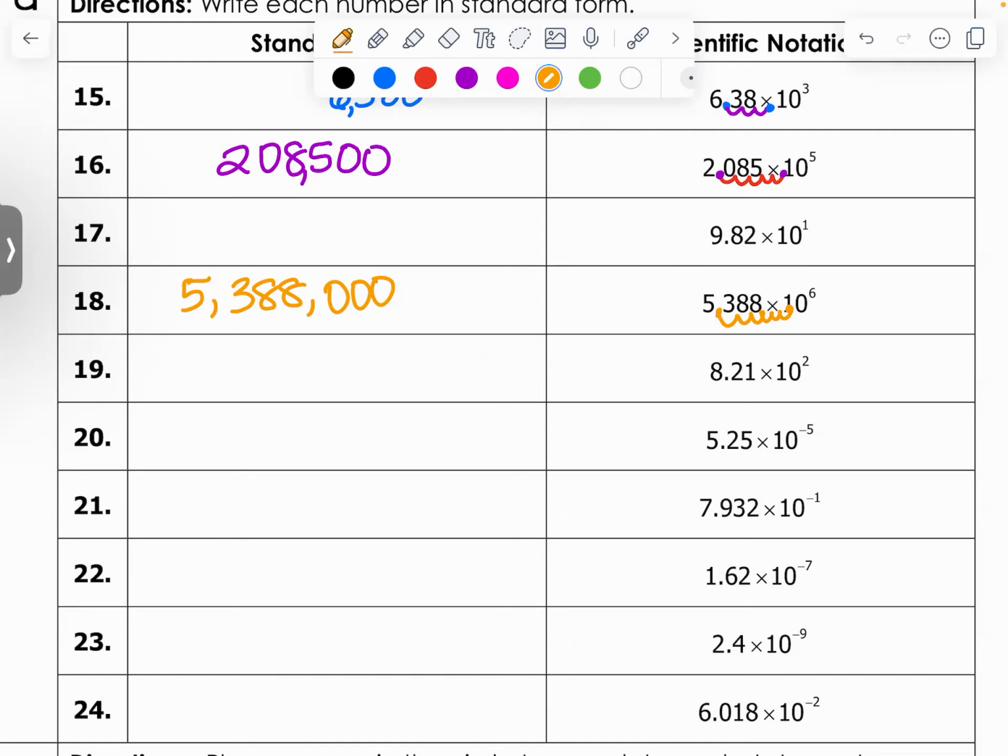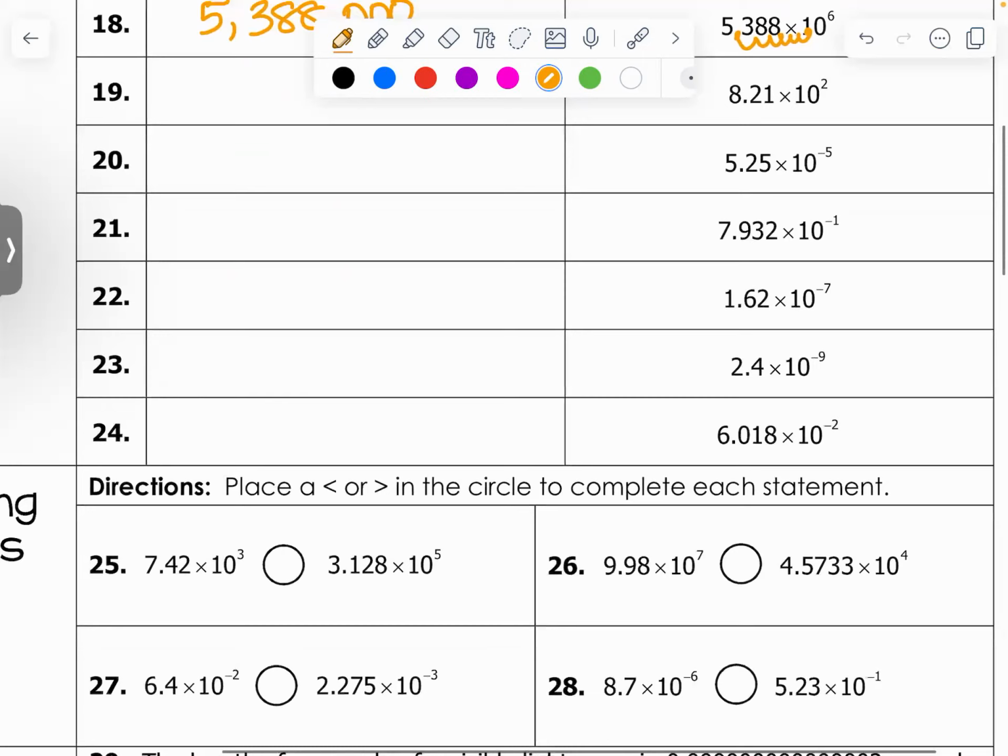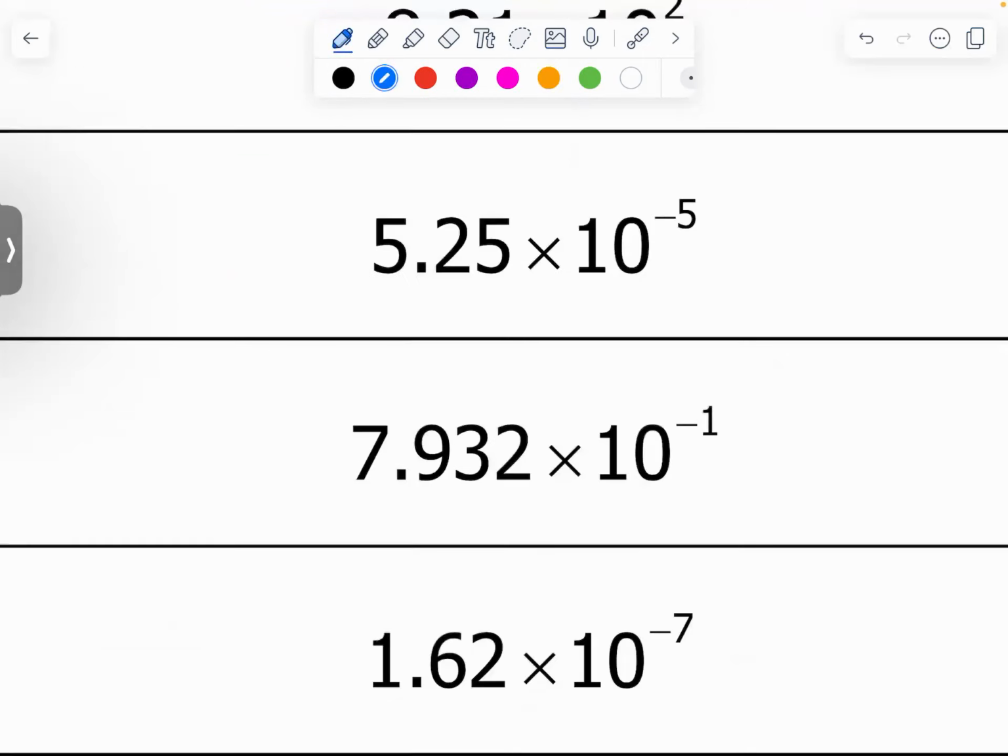All right. So now we're going to skip down to number 20. What's different about number 20? It's negative, which means we have a small number. So we're going to go the other way. Here's this decimal point. We need to move it 5 times. Okay. 1, 2, 3, 4, 5. Here is now my new decimal point.